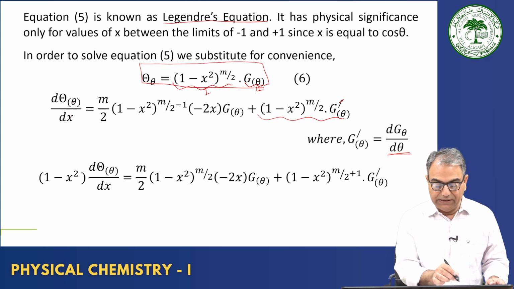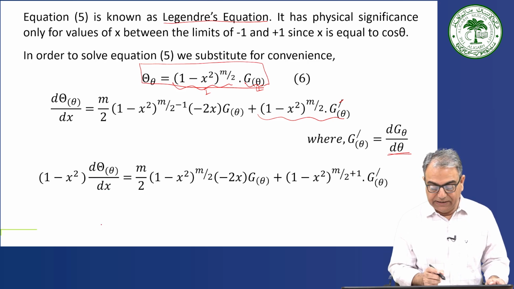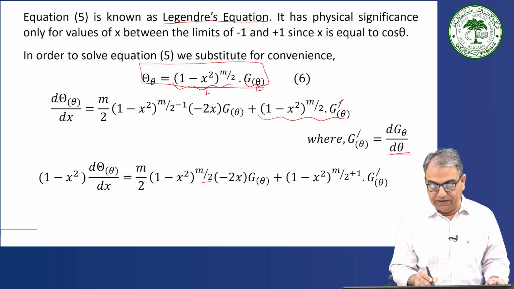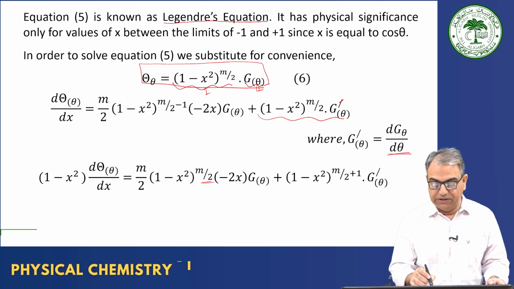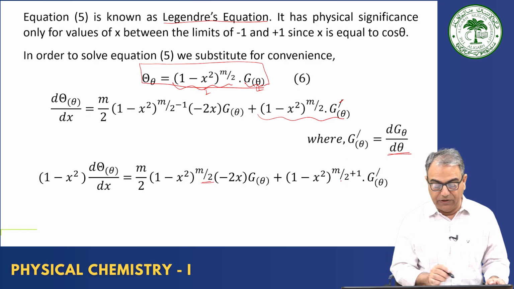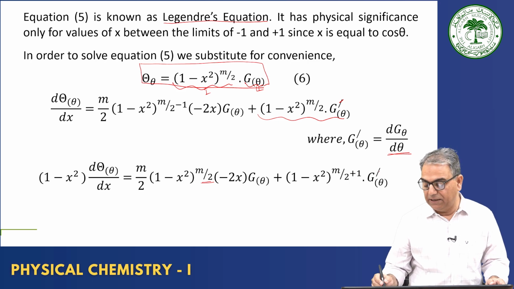Now you multiply this equation by 1 minus x square. What do you get? Left hand side will be 1 minus x square d theta theta by dx. On the right hand side you have m divided by 2, 1 minus x square raised to the power m by 2 minus 1. If you multiply this function by 1 minus x square, it will be minus 1 plus 1, so here you will have m by 2 only. And the rest: minus 2x g theta 1 minus x square to the power m divided by 2, and now you are multiplying the second half again by 1 minus x square, so it will be plus 1, and g prime theta will remain as such.